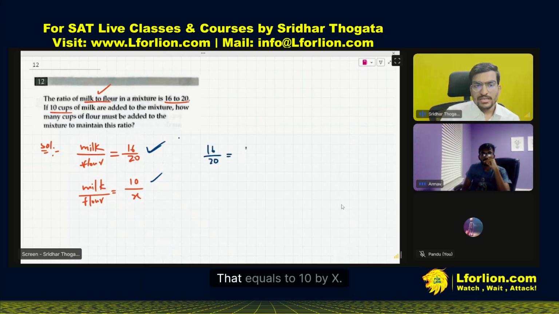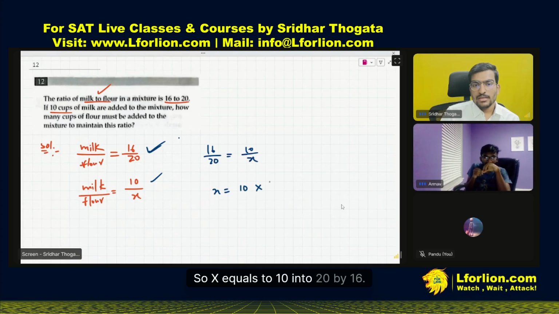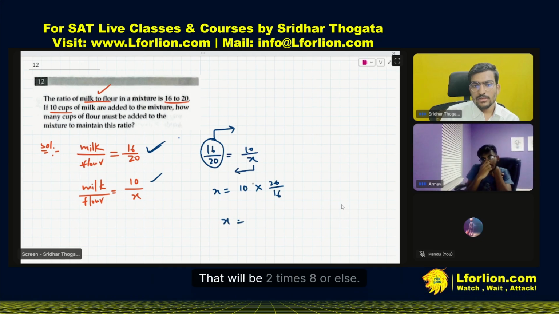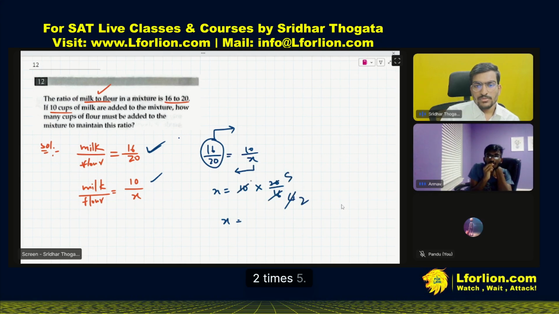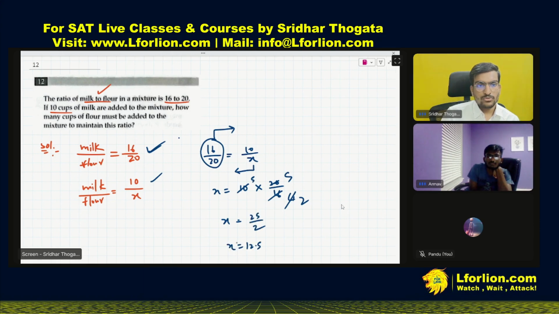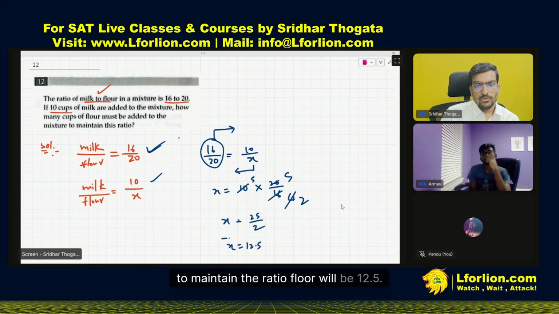16 by 20 equals 10 by x. So x equals 10 times 20 by 16. I just cross-multiplied this to the right side. Let's simplify with 4: 4 times 4, 4 times 5, 2 times 2, 2 times 5, that is 25 by 2. So x equals 12.5, or 25 by 2. To maintain the ratio, flour will be 12.5.